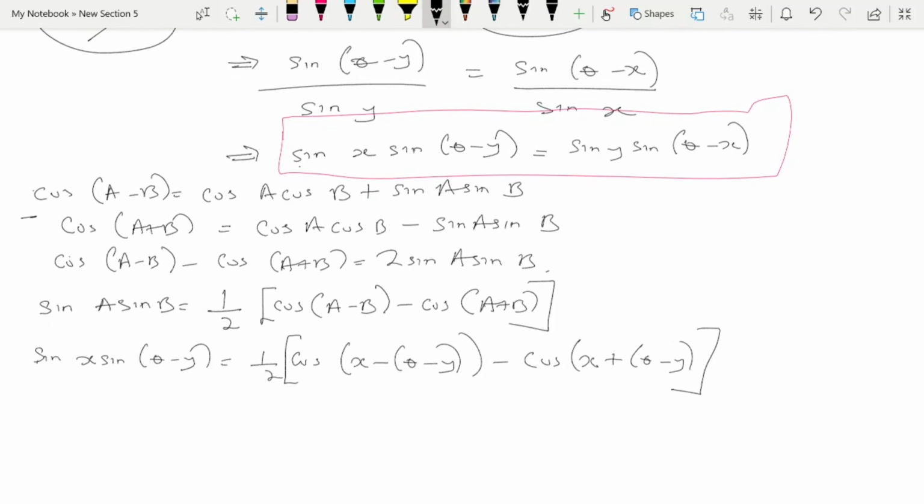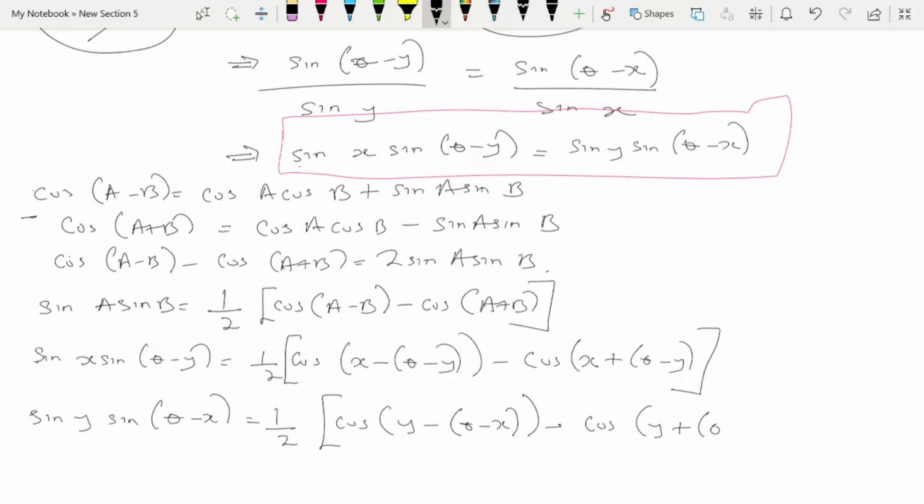Similarly, I can repeat the same thing for sin y sin(theta minus x). So I have this as half into cos. In this case A is y now, so y minus theta minus x, minus cos, then I sum both of them, y plus theta minus x, right?